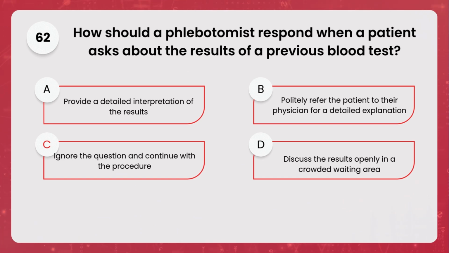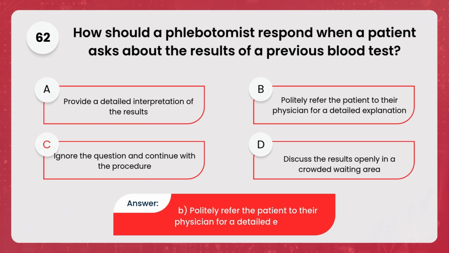A. Provide a detailed interpretation of the results. B. Politely refer the patient to their physician for a detailed explanation. C. Ignore the question and continue with the procedure. D. Discuss the results openly in a crowded waiting area. The answer is B. Politely refer the patient to their physician for a detailed explanation.